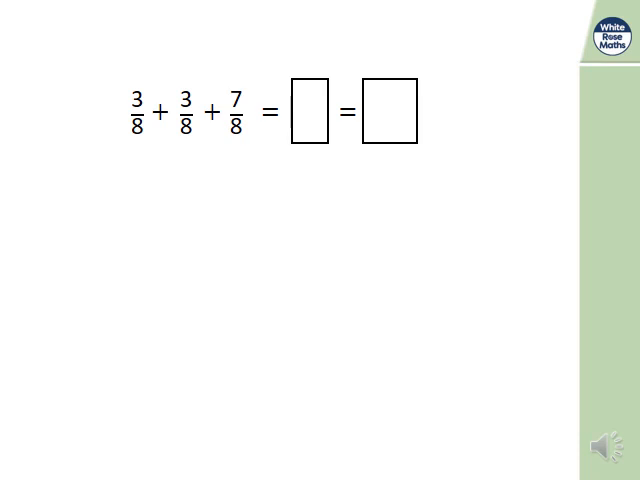We have 3/8 add 3/8 add 7/8. So we've got 3 fractions to add there. First of all, we can use our number bonds to help us. 7 add 3 is 10. 10 add 3 is 13. So altogether we have 13 eighths.